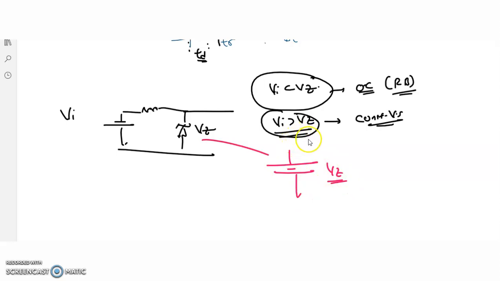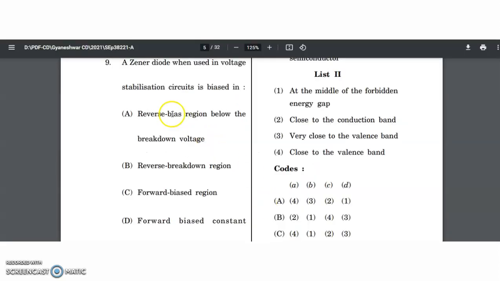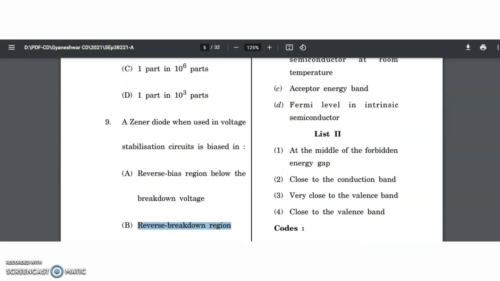That means if the Zener diode has to act like a voltage regulator or stabilizer, then your reverse biasing voltage must be greater than the Zener breakdown voltage. In that aspect, the region below will not work out. We can call this one the reverse breakdown region. So option B can be taken as the correct answer.